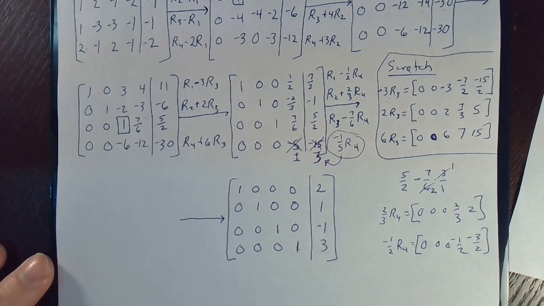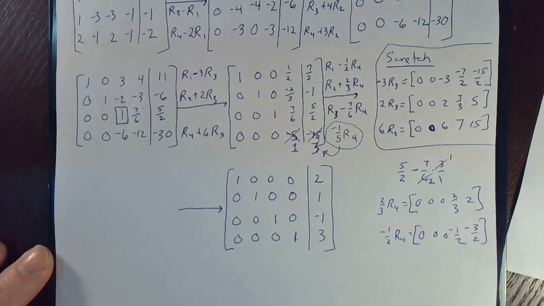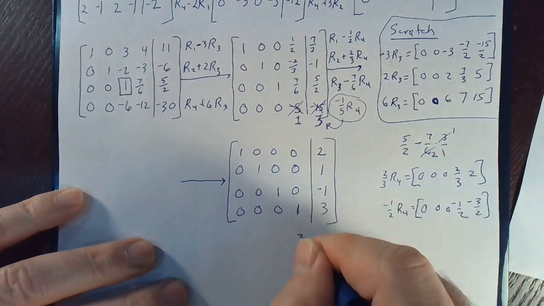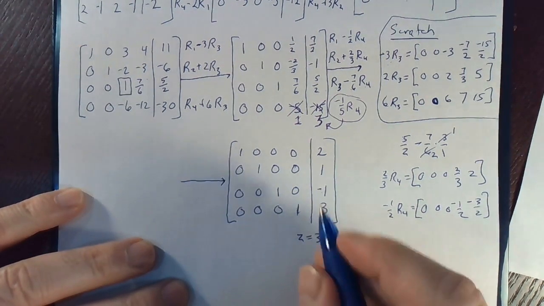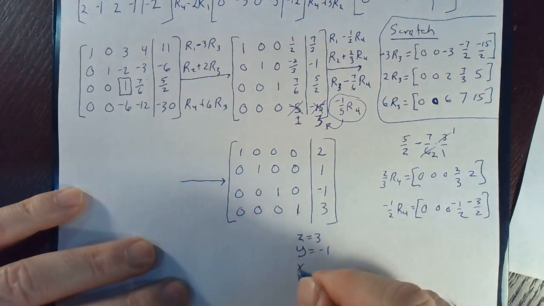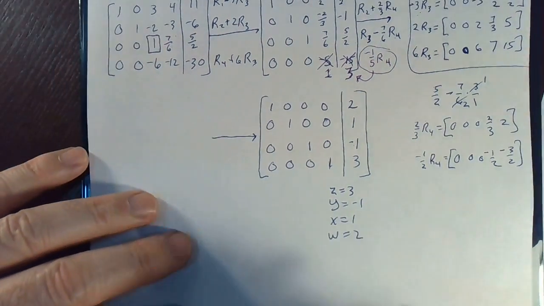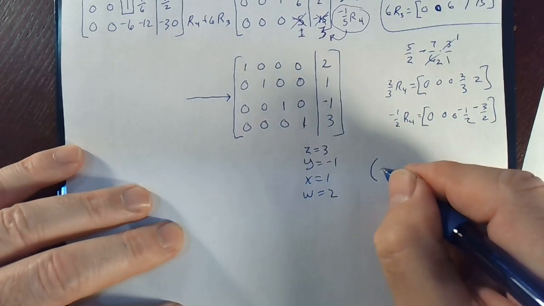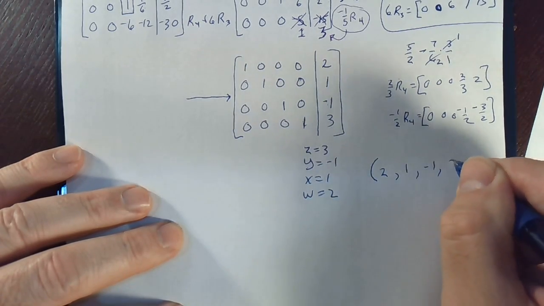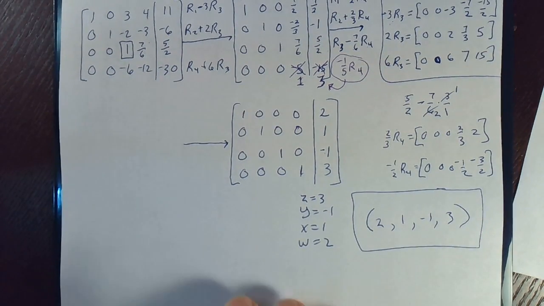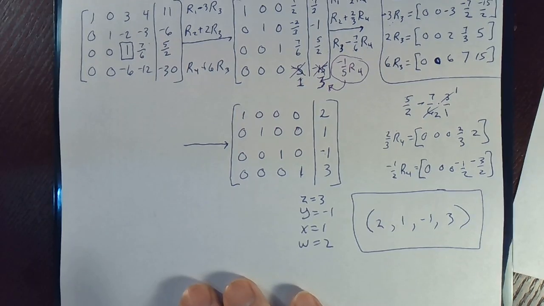Whew. That was a lot of arithmetic. So what is the solution? The solution is, well, the bottom, right here we know z is 3. Right here we know that y is negative 1. Here we know x is 1, and we know that w is 2. So the nice way to write that would be as an ordered 4-tuple, starting with w: 2, 1, negative 1, 3. That is the solution.